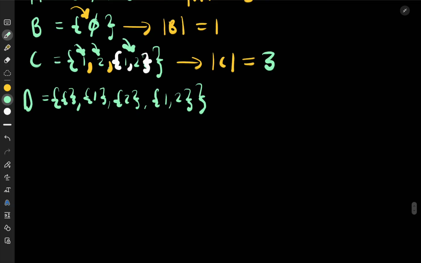Now what about D? What is the cardinality of D? Now you should be able to do it. Okay, we count this, that's 1, because this comma is outside. We count this, that's 2. We count this, that's 3. And we count this as one thing, okay, because this other comma is inside braces. So there will be 4 things in here. So the cardinality of D is 4.